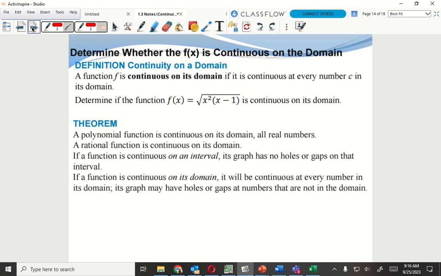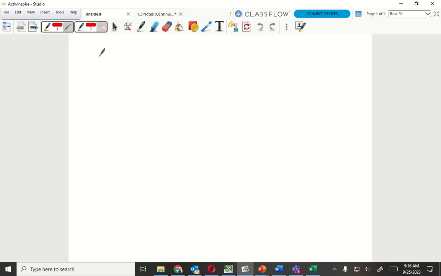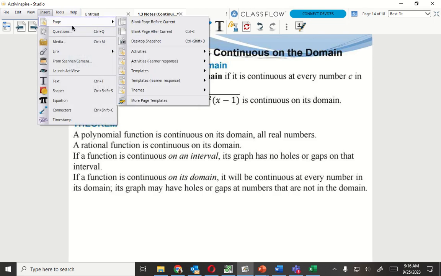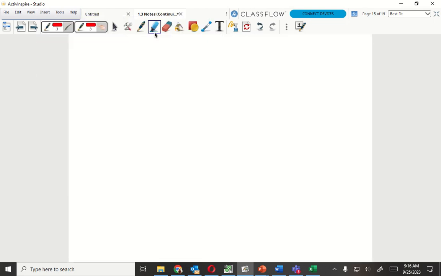So x squared times the quantity of x minus 1. Actually, let me go back to this. Insert page. Like this. Did I write it correctly? Okay. So I know that everything in there has to be greater than or equal to 0. Okay, so let's go ahead and try it again.